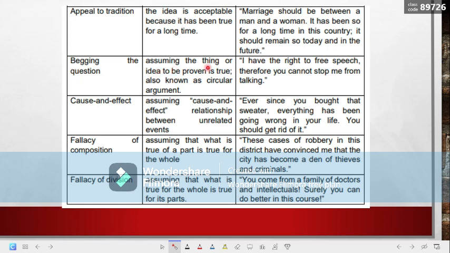Next will be begging the question. We have assuming the thing or idea to be proven is true, also known as circular argument. Like, I have the right to free speech, therefore you cannot stop me from talking.